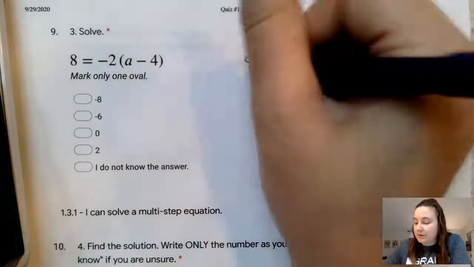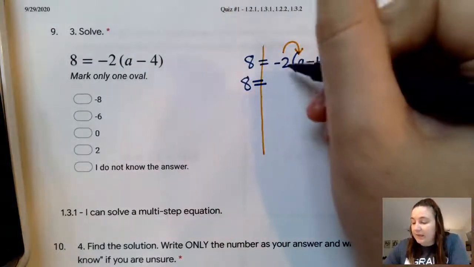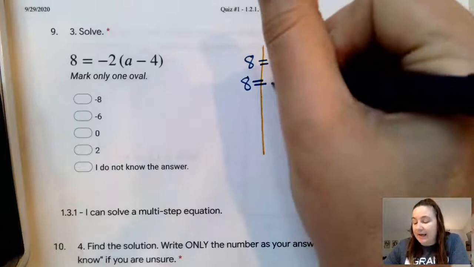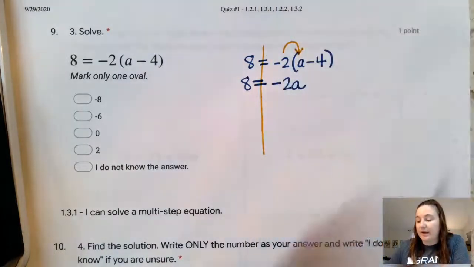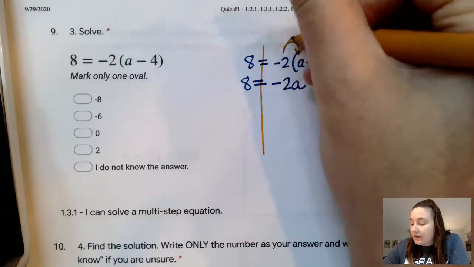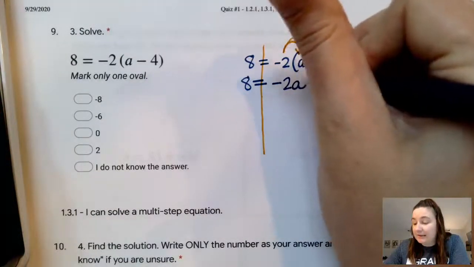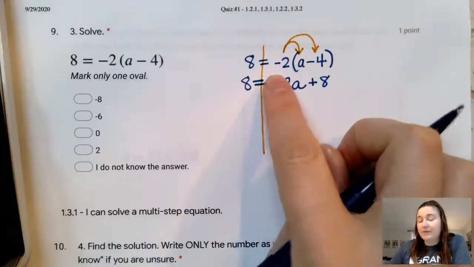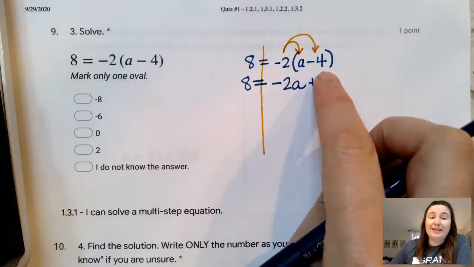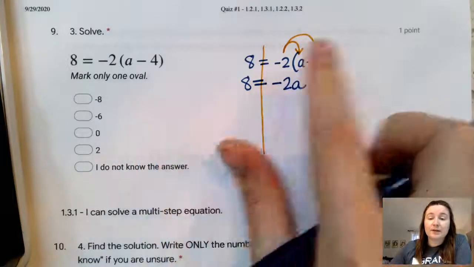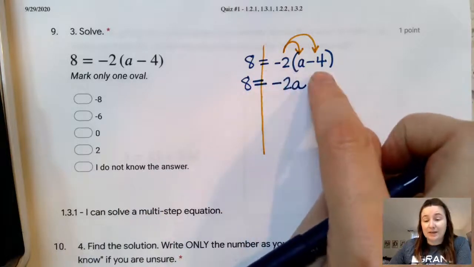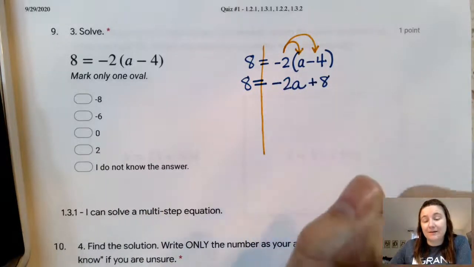So I'm going to leave the 8 there. Negative 2 times a gives me negative 2a. Negative 2 times negative 4 gives me a positive 8. Be very careful with that one. If you put negative 8, you've got the wrong answer. We have a negative times a negative, so that is a positive 8.